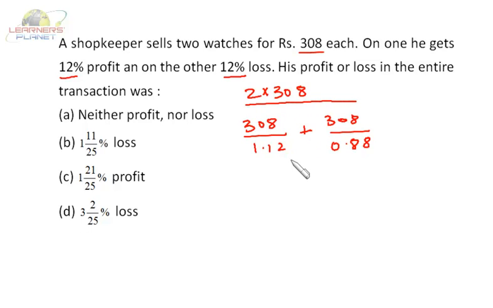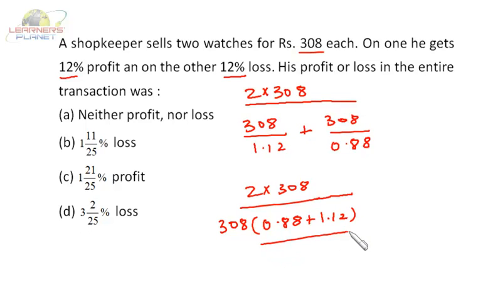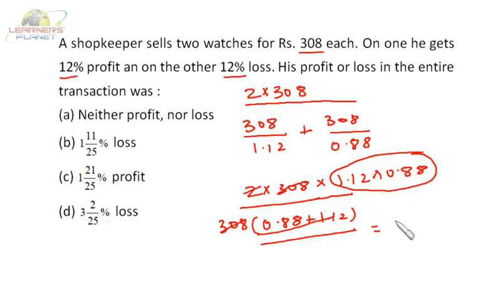Now this is the selling price by cost price ratio. So let's calculate it. It's 2 into 308 over 308, which I can take as common. It will be 0.88 plus 1.12, divided by 0.88 into 1.12, which will be shifted over here. Now 1.12 plus 0.88 is 2, so this 2 will get cancelled from this. So this is the final calculation. If you calculate this, you will get the selling price by cost price ratio, and the data above 1 or below 1 will give you the profit or loss part. This is the regular method.